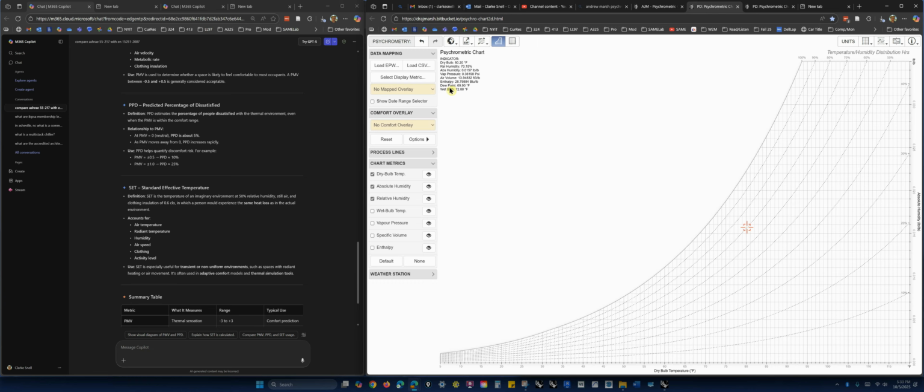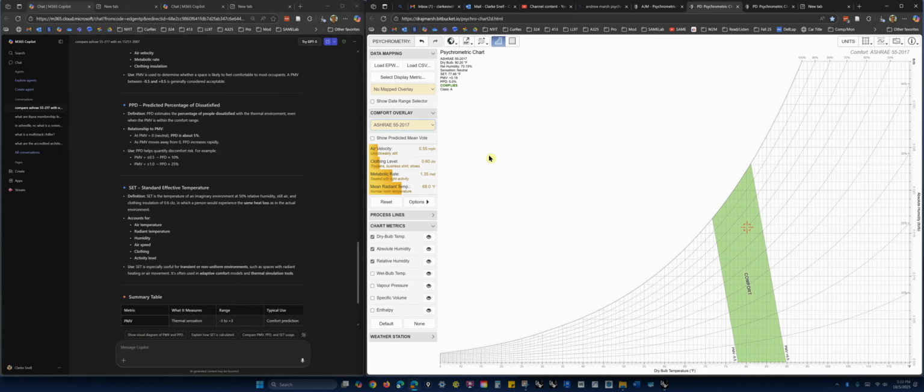Right now it's saying my SET, oh, I've got to go to the right. I've got to go to a comfort overlay. I'll come to the ASHRAE 55 2017. Right now I'm at 80 degrees Fahrenheit, 70% relative humidity. My SET would be 77 degrees.